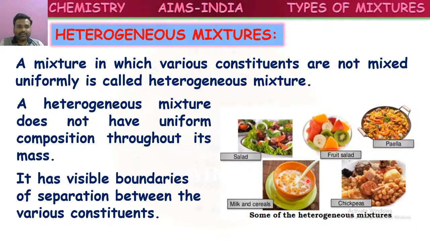It has visible boundaries of separation between the various constituents. That means we can see clearly the components present in it. So with which components it is made, we can identify easily by watching it. As I told here, if we observe this fruit salad, it is made up of different kinds of fruits. There are some banana pieces, orange pieces, some kiwi pieces. In this way, you can identify the components with which it is made. These are called heterogeneous mixtures.